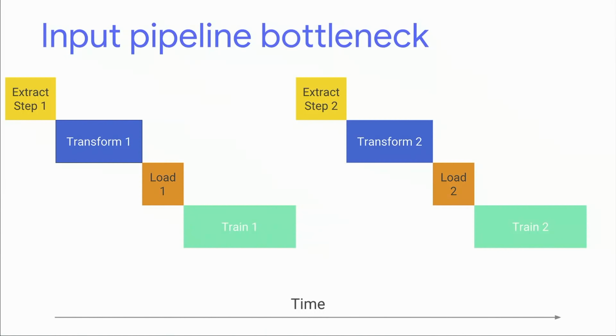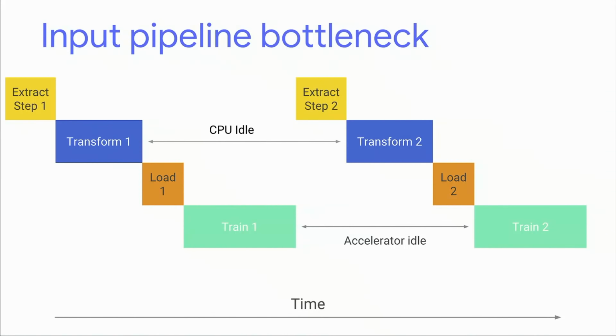This is what our input pipeline looks like. We have the extract, transform, and load phases happening sequentially, followed by the training on the accelerator. This means that when the CPU is busy pre-processing the data, the accelerator is idle. And when the accelerator is training your model, the CPU is idle.